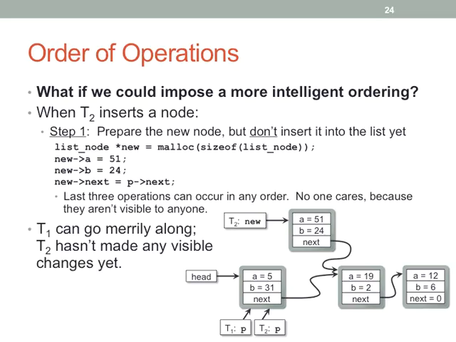So T1 can go ahead. You can notice that T1 is traversing the list and T2 is mutating it. So T1 can keep going. It doesn't really care.